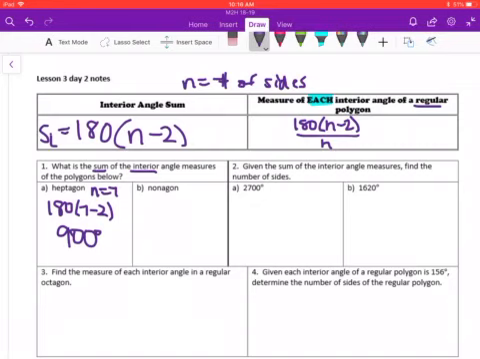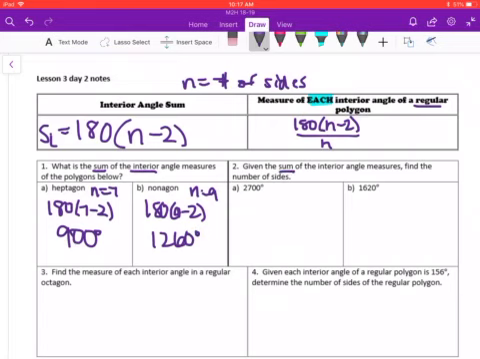For a nonagon, our n is 9. So we'll have 180 times 9 minus 2, or 180 times 7. So that's 1,260. All right, so now we got to work backwards if you look at number 2.